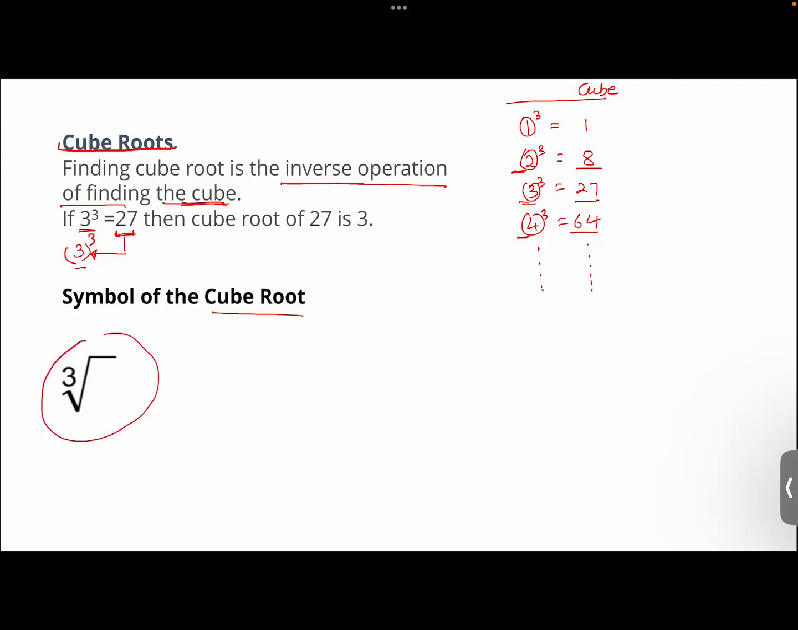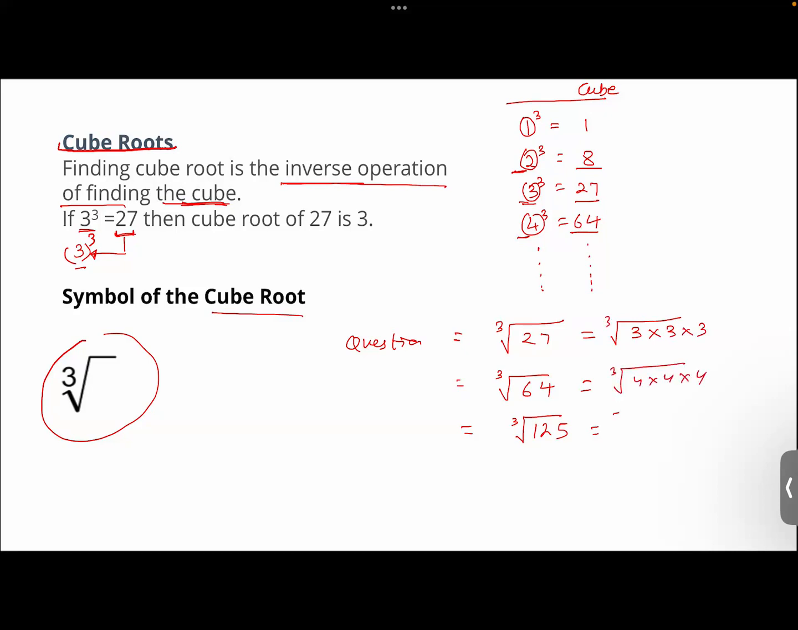So if I give you questions like these: cube root of 27, cube root of 64, or cube root of 125. What are the cube roots of these numbers? 3, 4, 5. Yeah, good. So we are simply going to prime factorize the number, and you get the answers 3, 4, and 5 here, right?